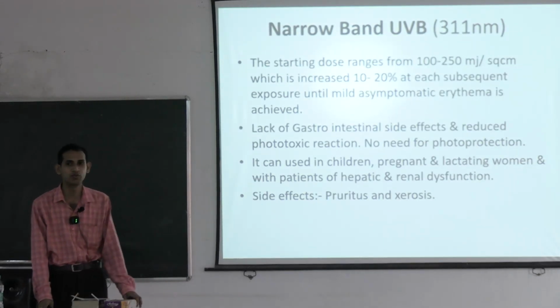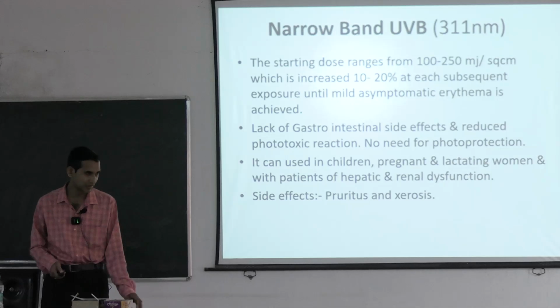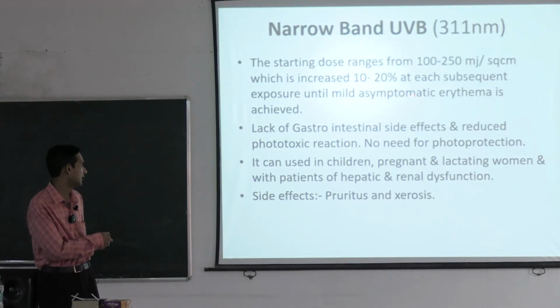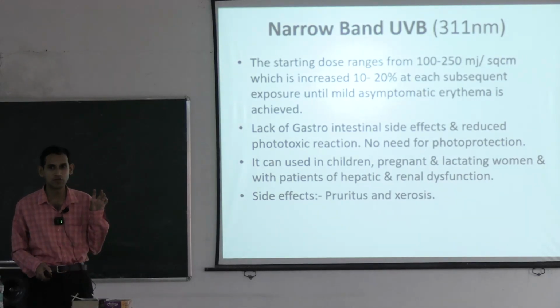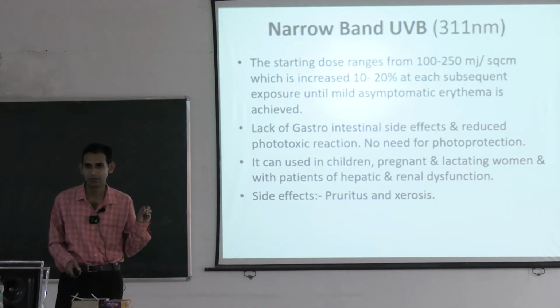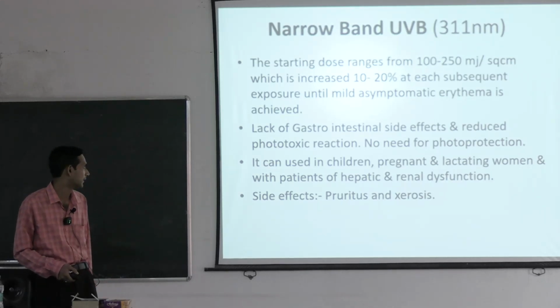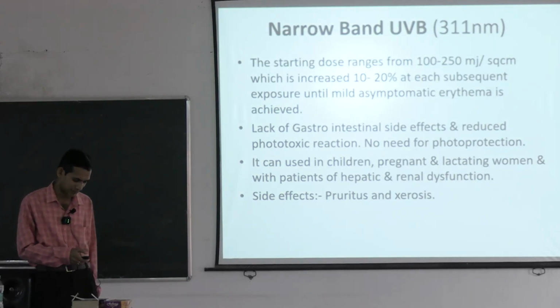Now coming to narrowband UVB therapy, wavelength 311 nanometer. How is narrowband UVB therapy done? It is done with a starting dose of 100 to 250 millijoules per square centimeter, which is gradually increased by 10 to 20% in subsequent exposures. Usually it is also given 2 days in a week, but not on 2 consecutive days. 2 or 3 days in a week, narrowband UVB therapy is usually given until mild asymptomatic erythema is achieved.